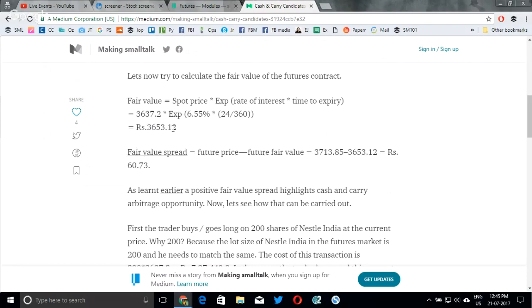3653.12. So till now we have three different prices available to us. One is the spot price, that is the price of the Nestle shares in the cash segment. Then we have the future price, which is the price of the Nestle's future contract, and then we have the fair value for the Nestle's future contract.